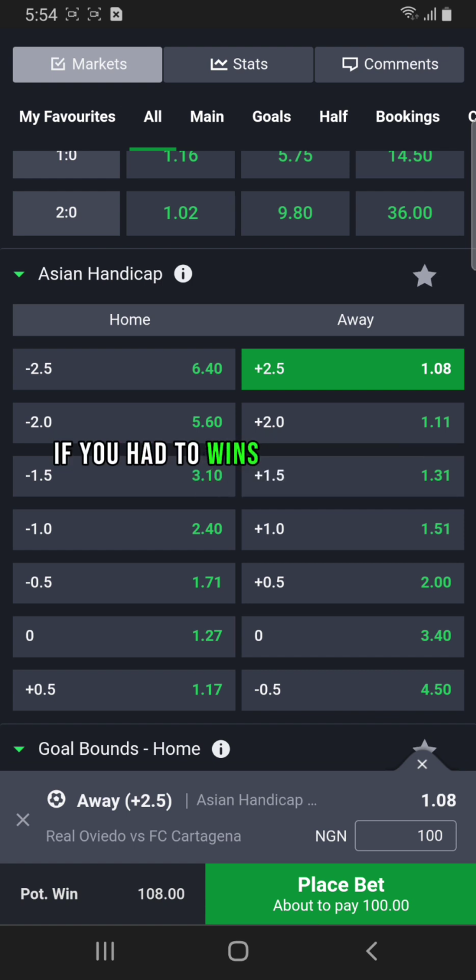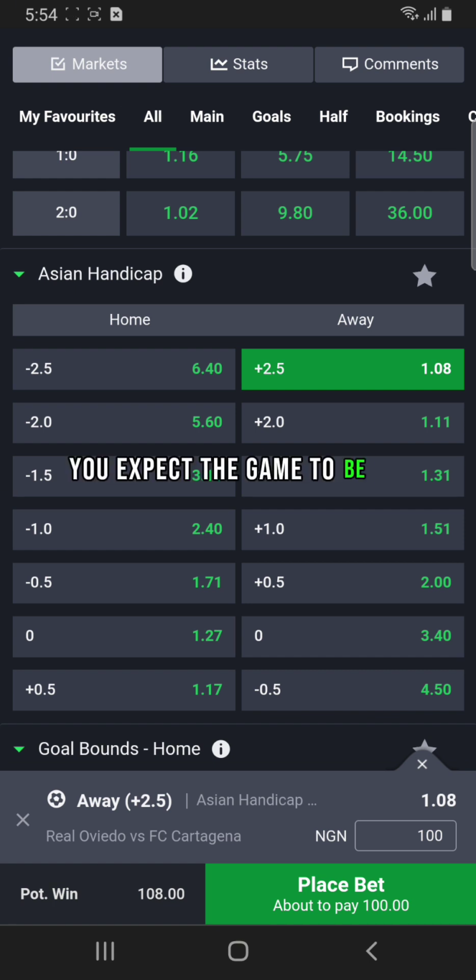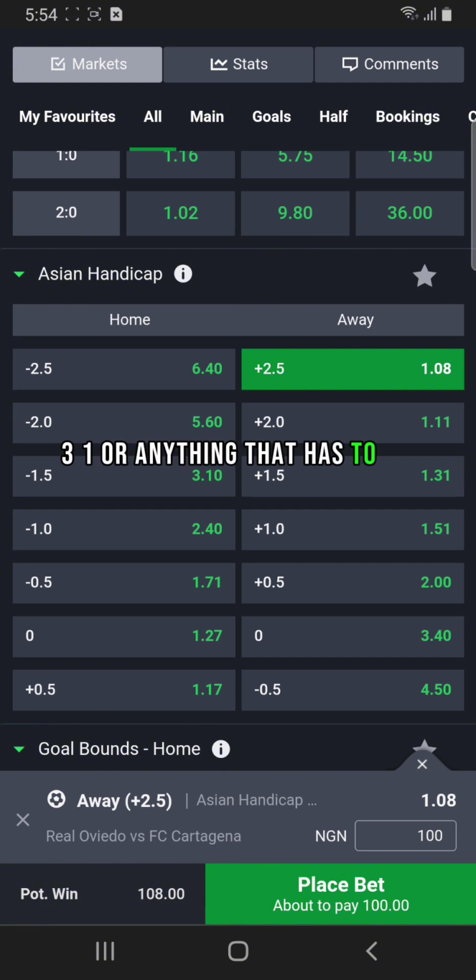Real Oviedo wins that game 3-0. That is where you are going to have quite a slight problem, because the game ended on a draw, guys. It ended on a draw. That is a plus 2.5. At this point, you expect the game to be 2-1, 3-1, or anything that has a 2-goal difference. It is a win for you.